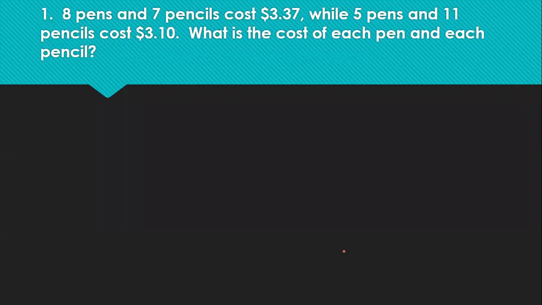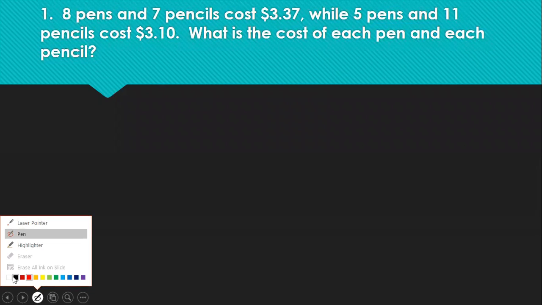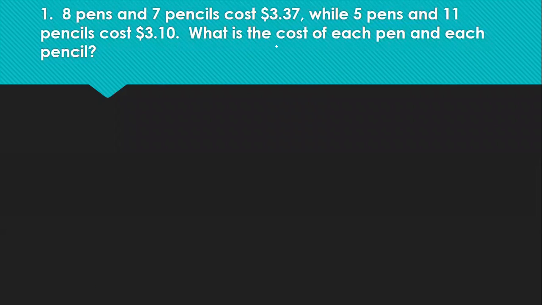So the first problem we have here is: 8 pens and 7 pencils cost $3.37, while 5 pens and 11 pencils cost $3.10. What is the cost of each pen and each pencil? From this problem, I'm going to identify my variables. My variables come from what I'm looking for: pens and pencils. So I can let x equal pens and y equal pencils.